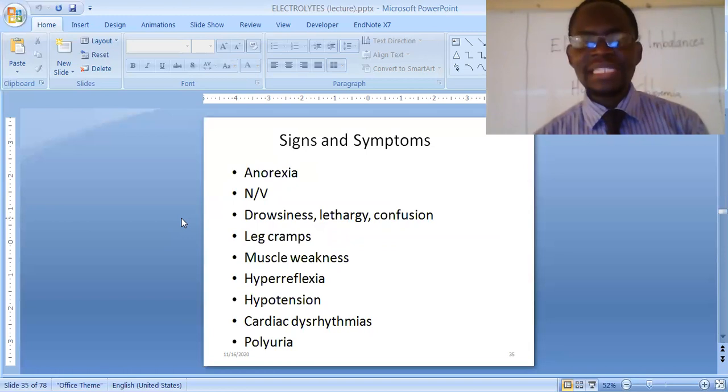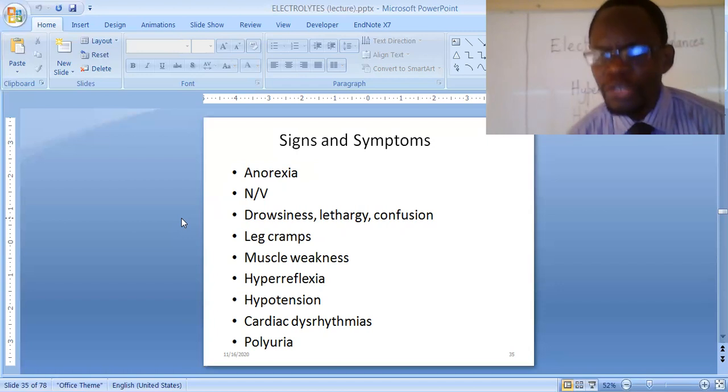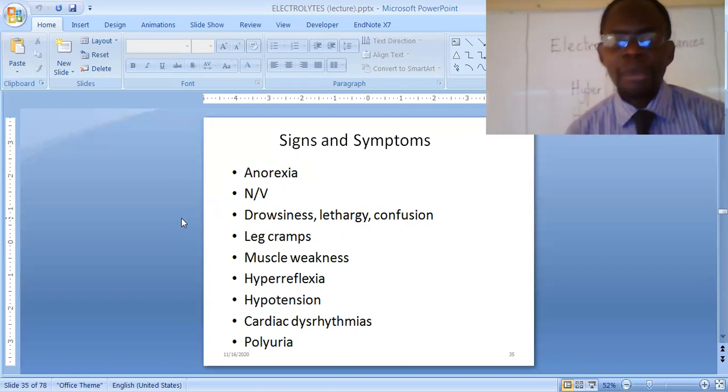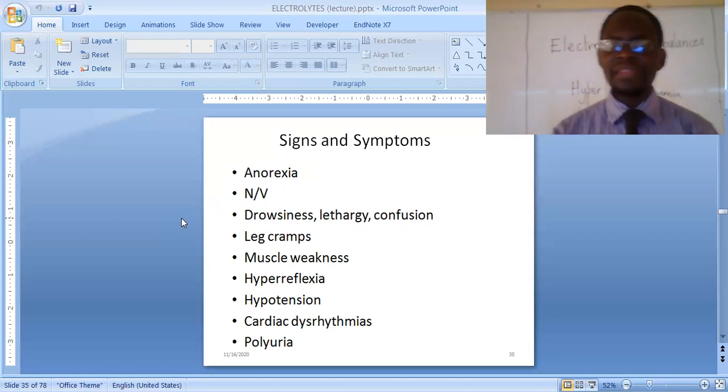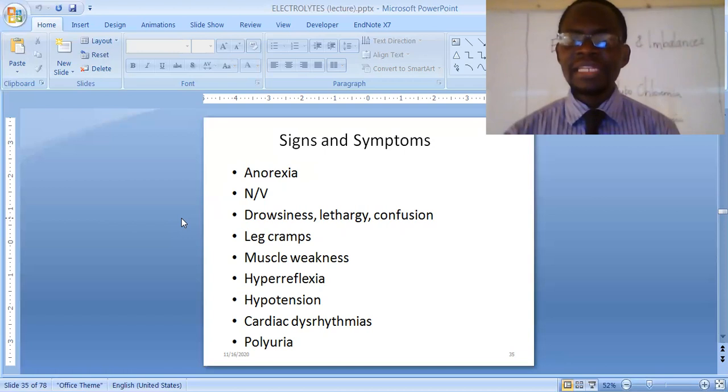What are the signs and symptoms? Anorexia, nausea and vomiting, drowsiness, lethargy, confusion, leg cramps. In other words, you feel as if your muscles are paining. We have things like muscle weakness, hyperreflexia. This is what we refer to as the high DTRs.